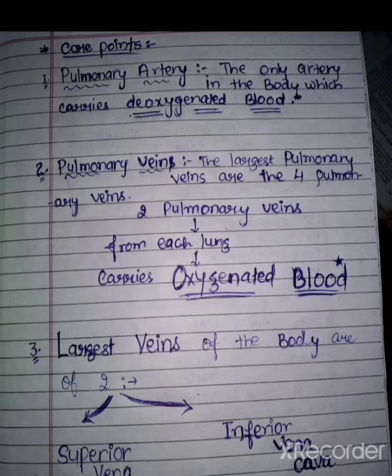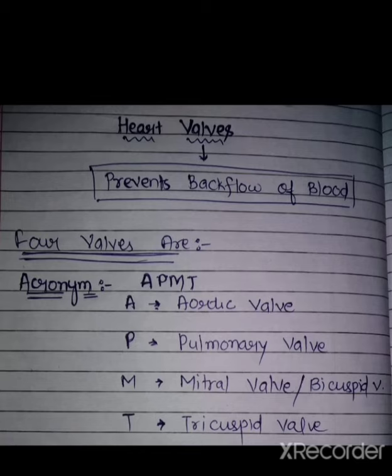These are the core points which come into the blood flow through the heart. The pulmonary artery is the only artery which carries deoxygenated blood. Then about the pulmonary veins, these carry oxygenated blood, and two pulmonary veins from each lung carry blood. Next are the largest veins in the body, two largest veins, that is superior vena cava and inferior vena cava. This is the acronym to easily remember the heart valves, that is APMT. A stands for aortic valve, P for pulmonary valve, M for mitral valve, T for tricuspid valve.